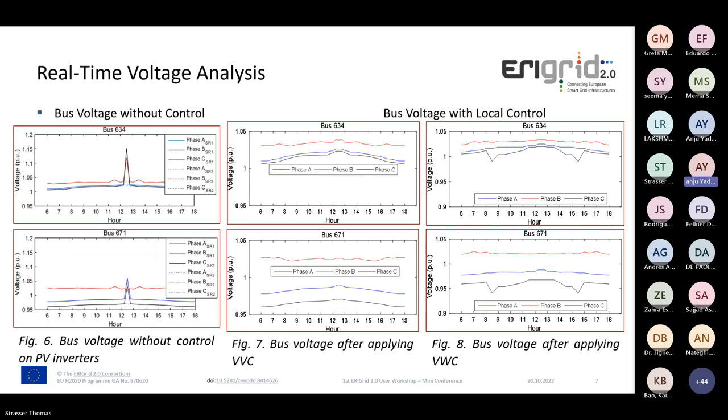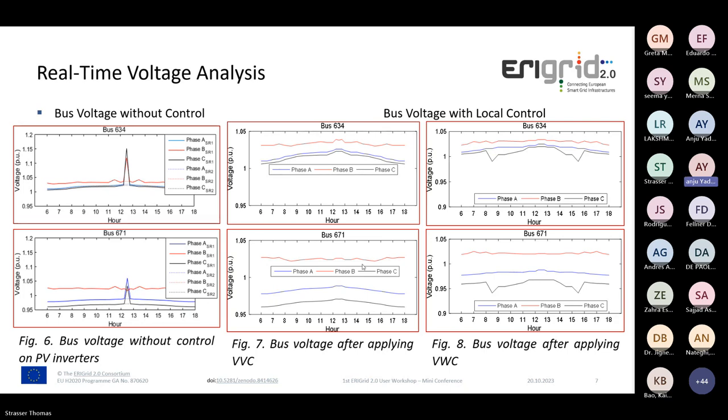Real-time voltage analysis. These results are shown for the base load conditions. In figure 6, we can see the voltage of buses 634 and 671 when no control is applied on the PV inverters for solar radiation 1 and solar radiation 2. As we can observe here, for solar radiation SR1, we can observe the violation in bus 634 that is near the grid, while for solar radiation SR2, no violation can be observed in any of the buses.